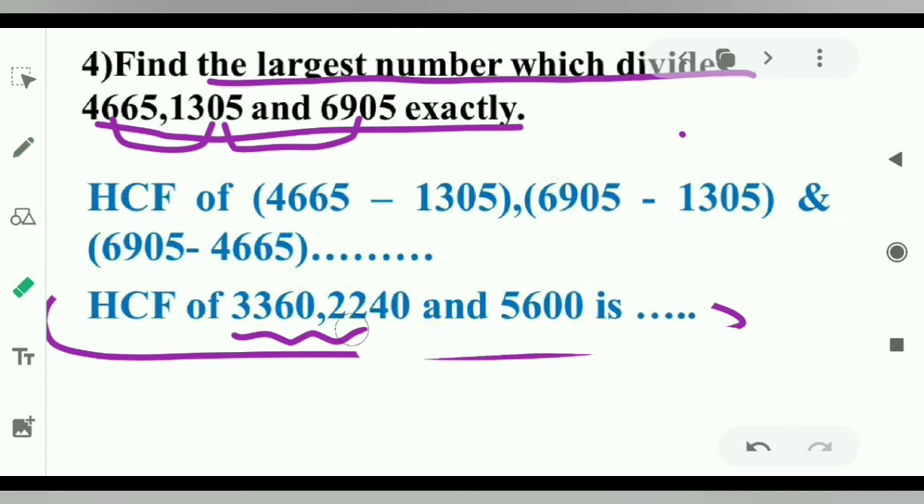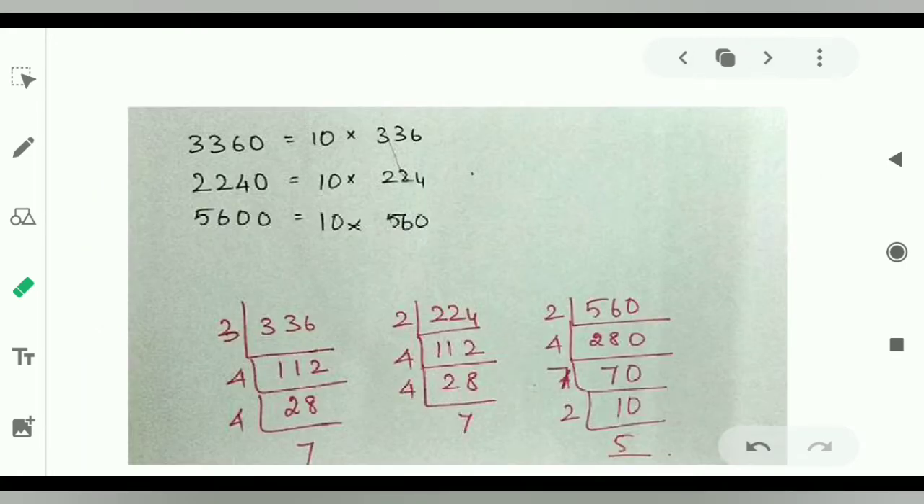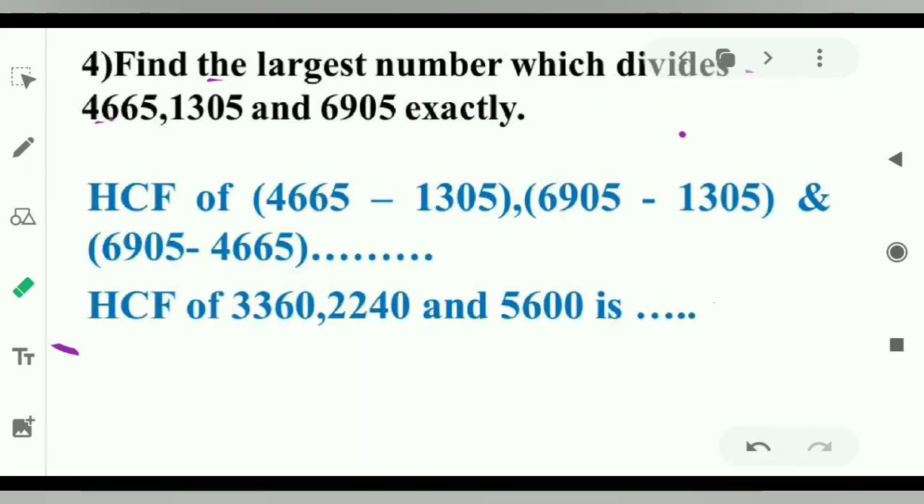Okay, so let me tell you one more time clearly. If we are asked to find the largest number which divides all the three exactly, what do we have to do? We are going to find the HCF of the differences between two numbers. Taking two at a time, we find the difference. Then we find the HCF of those differences, which is nothing but the largest number which divides them exactly. Here we have three numbers, 4665, 1305 and 6905.